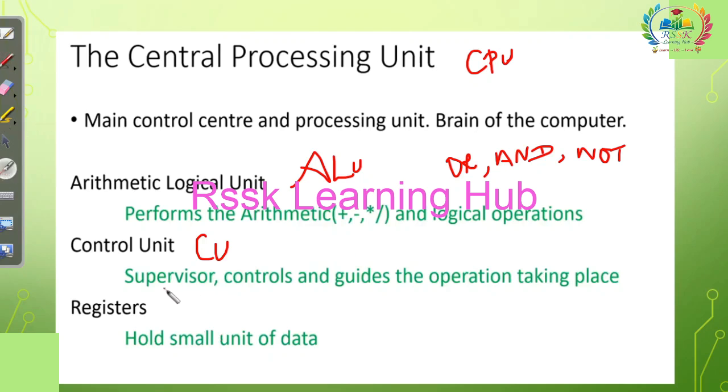Coming to control unit, we are going to see about supervisor control, and it guides the operation that takes place. Now coming to register, it holds a small unit of data. Register holds the small unit of data. Okay.